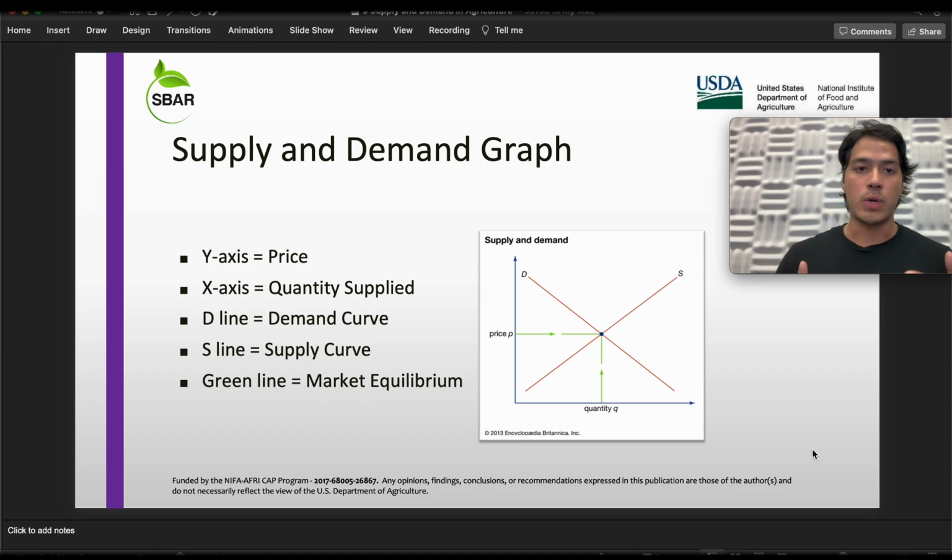Now, just a quick review. We have the supply and demand graph that I just showed you on the last slides. The y-axis is going to be the price. Remember, the vertical one. Then the x-axis, which is the horizontal one, stands for quantity supplied. Now we have the D line or D curve, which stands for the demand curve. On the other hand, we have the supply curve. Lastly, as I mentioned, we have the green line, which stands for the market equilibrium, where both curves intersect.